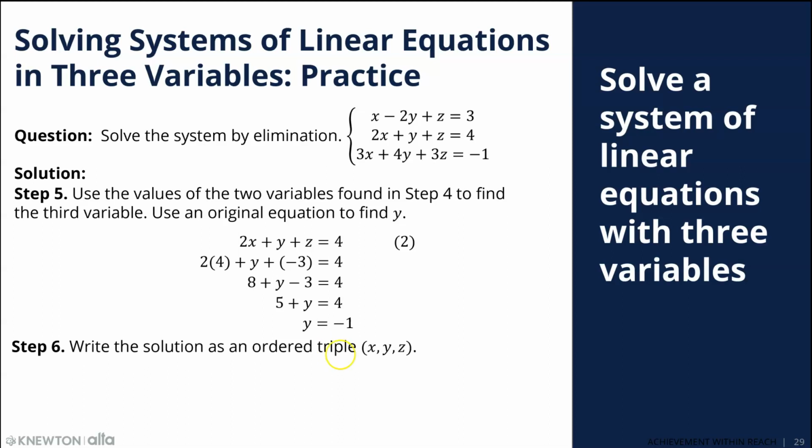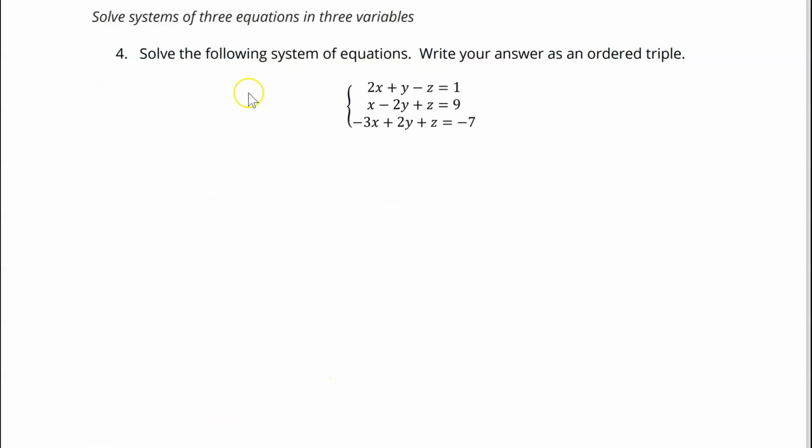And now we have the ordered triple as the solution to our system of linear equations in 3 variables. And that's the ordered triple: 4, -1, -3. Now let's consider another example. Solve the system of linear equations in 3 variables and write your answer as an ordered triple.